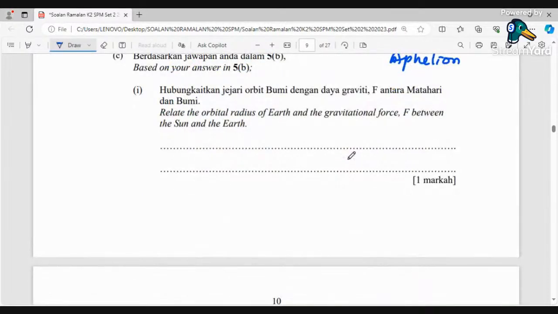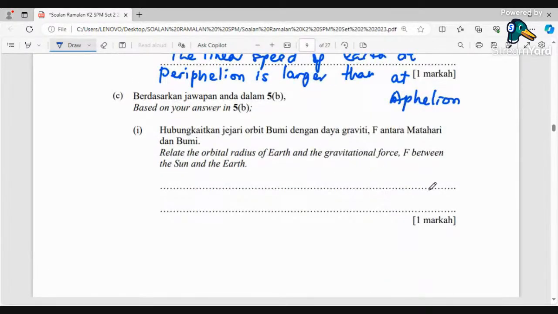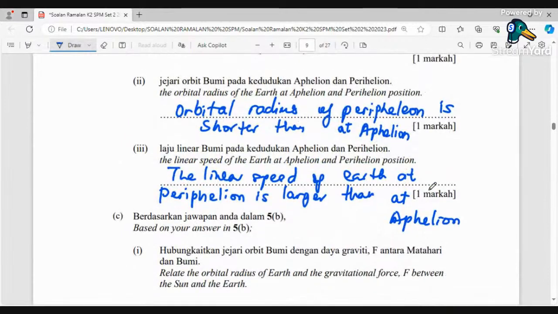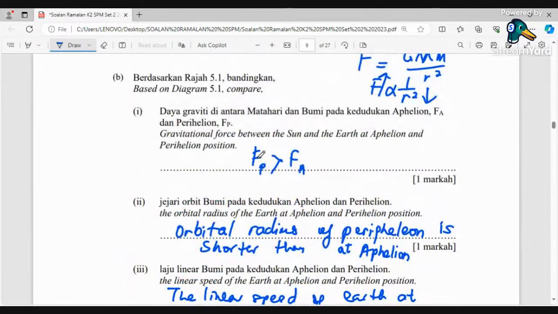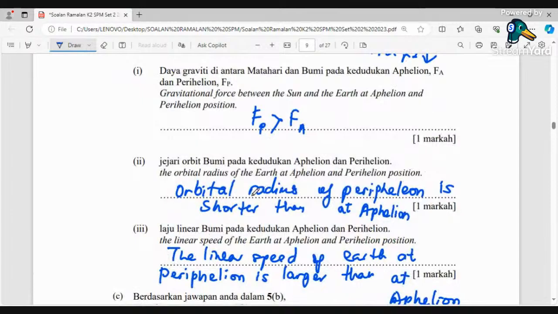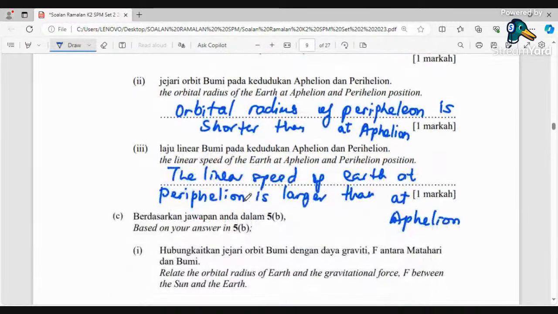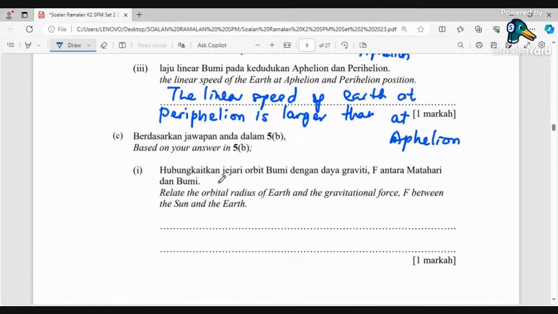For C, relate orbital radius and gravitational force. Looking above, gravitational force at perihelion is larger, the radius is shorter, and the linear speed is larger. So we want to relate between orbital radius and gravitational force.